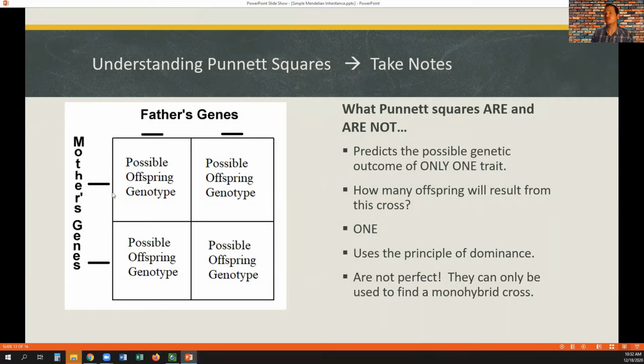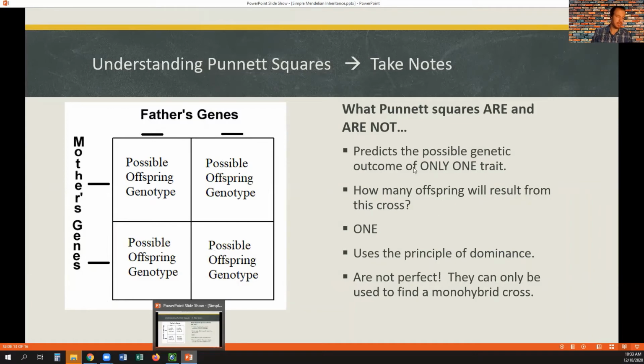So the parents' genotypes will go on the side, and on each line, we will place one allele. And the whole reason we do this is because we don't know which allele will get passed on. So it's literally the flip of a coin. So the father may pass on this allele, or they may pass on this allele. We don't know. So we put the father's genotypes separating the alleles here, and then the mother's we put over here, and we separate her alleles. And then we have the 4 possible offspring genotypes.